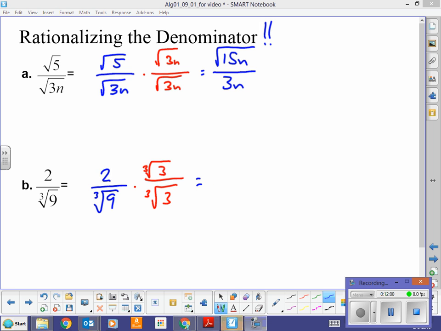So the cube root of 9 times the cube root of 3, we're not undoing this. What are we doing? We're turning this into the cube root of 27, because 27 is a perfect cube. Up here I'll have 2 times the cube root of 3. And then what is the cube root of 27? It's 3. 3 times 3 is 9 times 3 is 27. So this becomes 3. So 2 times the cube root of 3 all over 3.